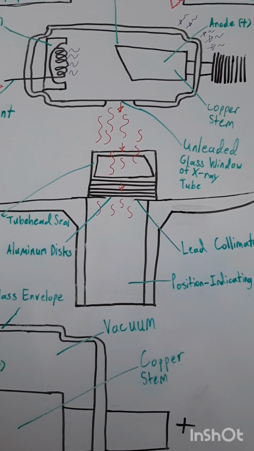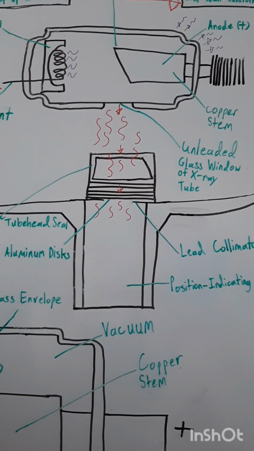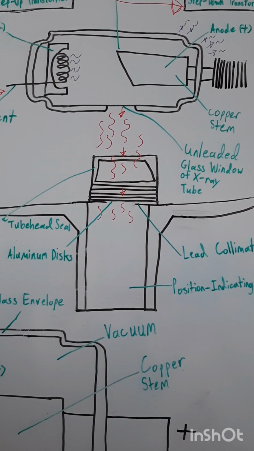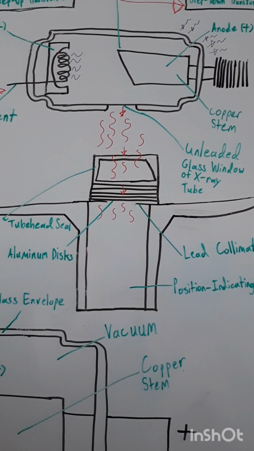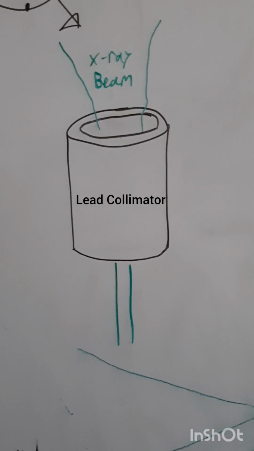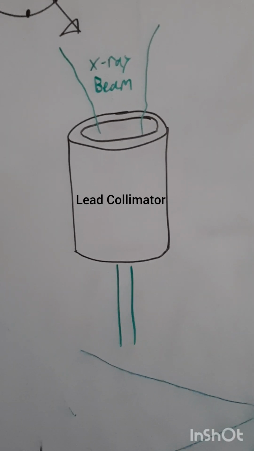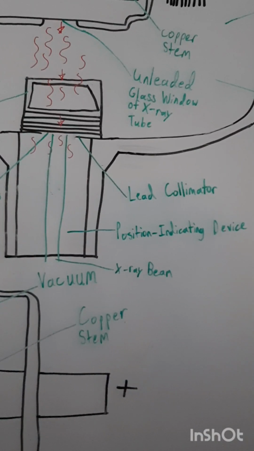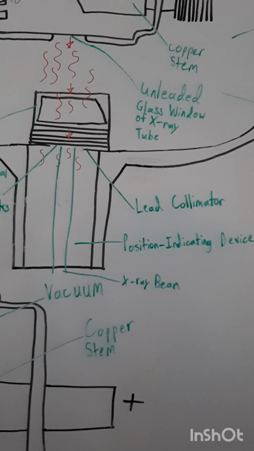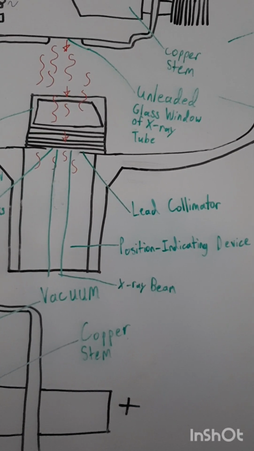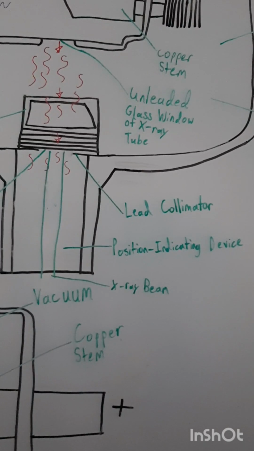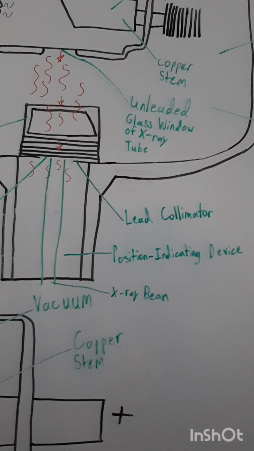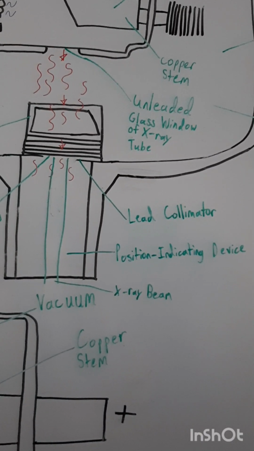These X-rays travel through the unleaded glass window, the tube head seal, and aluminum discs, which filter out longer wavelength X-rays. The lead collimator restricts the size of the X-ray beam. The X-ray beams then travel down the lead-lined position indicating device and exit the tube head through the opening at the end of the position indicating device.